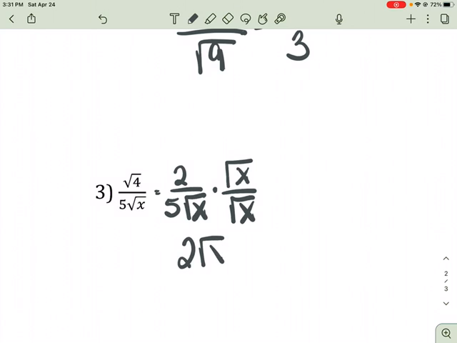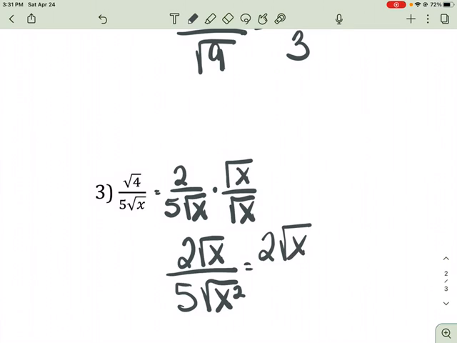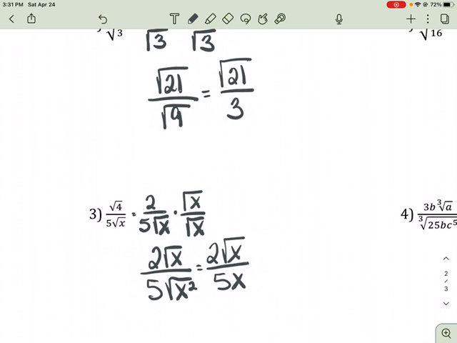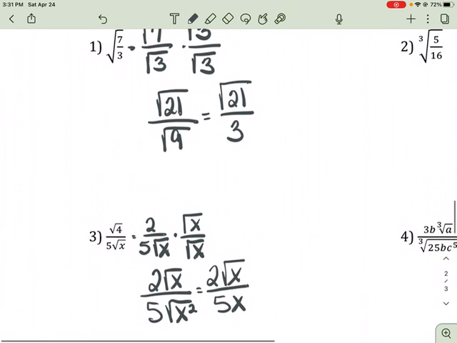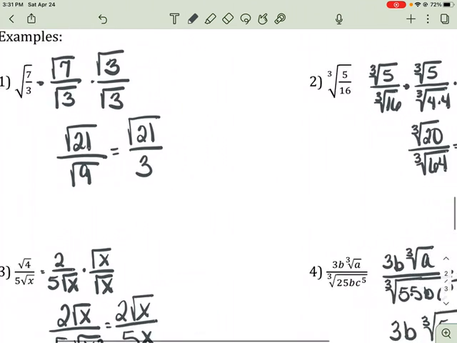So multiply straight across. Okay, what's the square root of x squared? X. And again, I can't divide the square root of x by x. One's irrational, one is rational. Okay, so let's try the other 2.